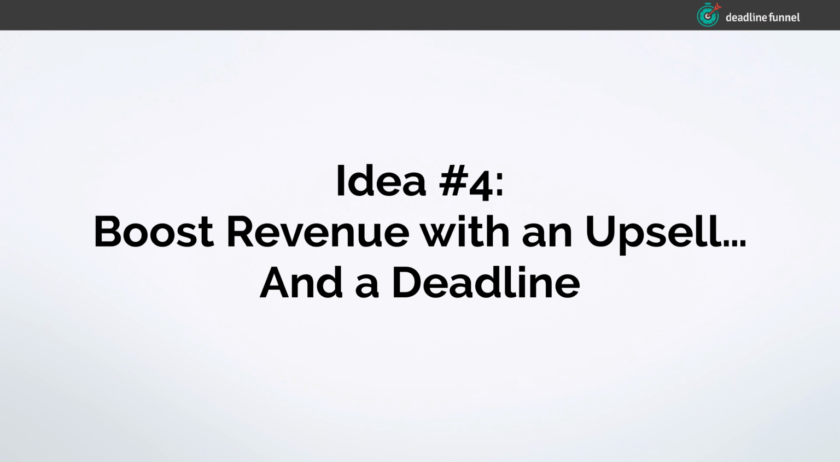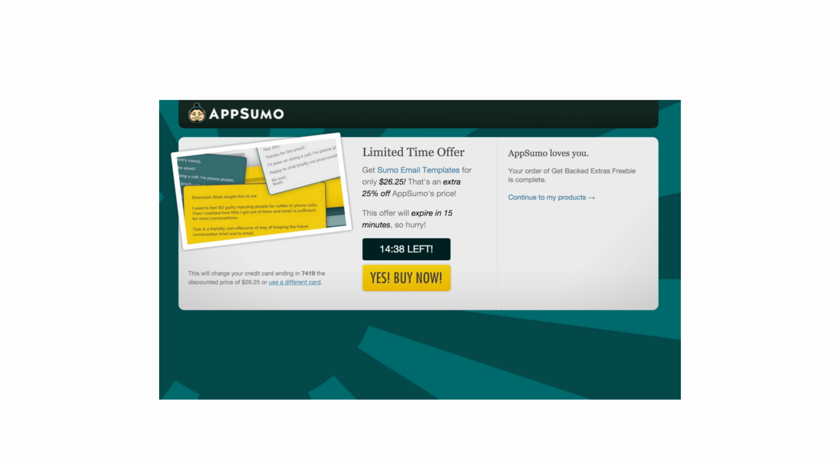So idea number 4 would be boosting revenue with an upsell and a deadline. Here's an example from AppSumo, where I was a frequent purchaser and still am. Sometimes you'll see an upsell and they put a countdown on this. This is after they've made a purchase. And we know that once someone makes an initial purchase, their buying resistance has gone down. So if you offer something very tightly related to what they just bought, there's a high probability, if you make an irresistible offer, that they're going to take it. You can increase that take rate even more if you have a countdown on the page.